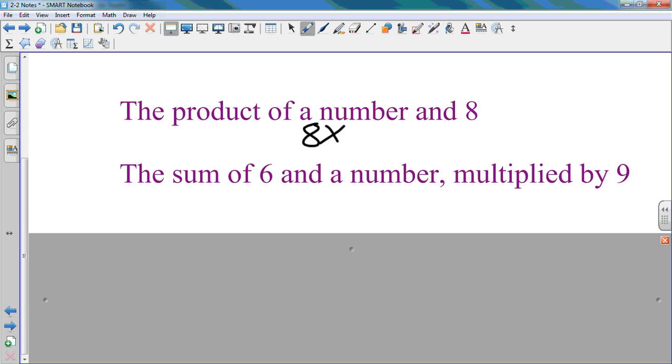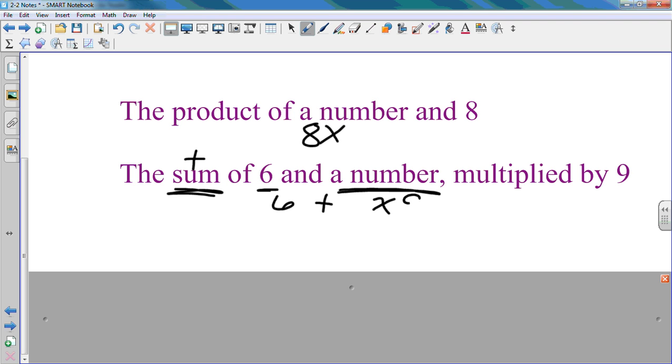The sum of 6 and a number, comma, multiplied by 9. So I have the sum. What does sum mean? Add. Add what? 6 and a number, which is my variable. The sum of 6 and a number multiplied by 9. So let me ask you a question. Which way is right? Top one? Bottom one? How do I know?